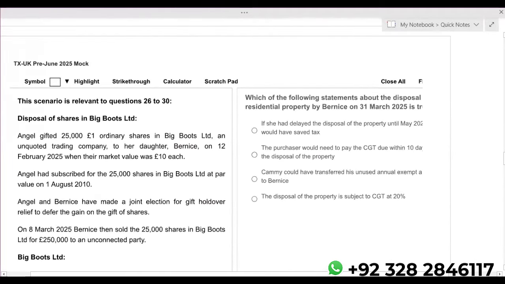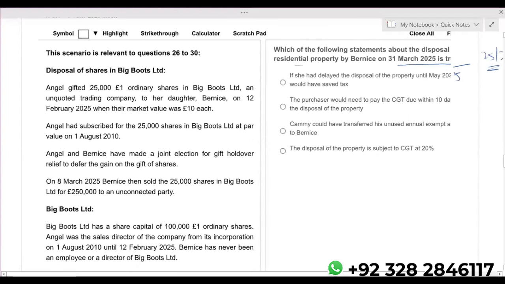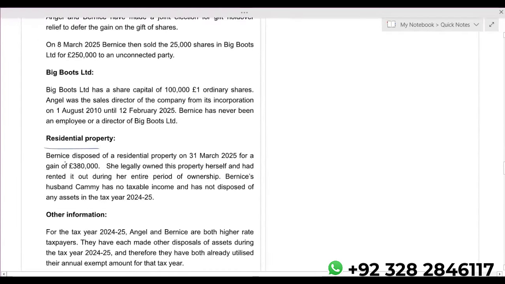Which of the following statements about the disposal of residential property by Bernice on 31st March 25 is true? If she had delayed the disposal of the property until May 2025, actually May 2025 means the tax year is going to be 25-26. Let's see what they are saying about the property. Okay, there's a residential property.